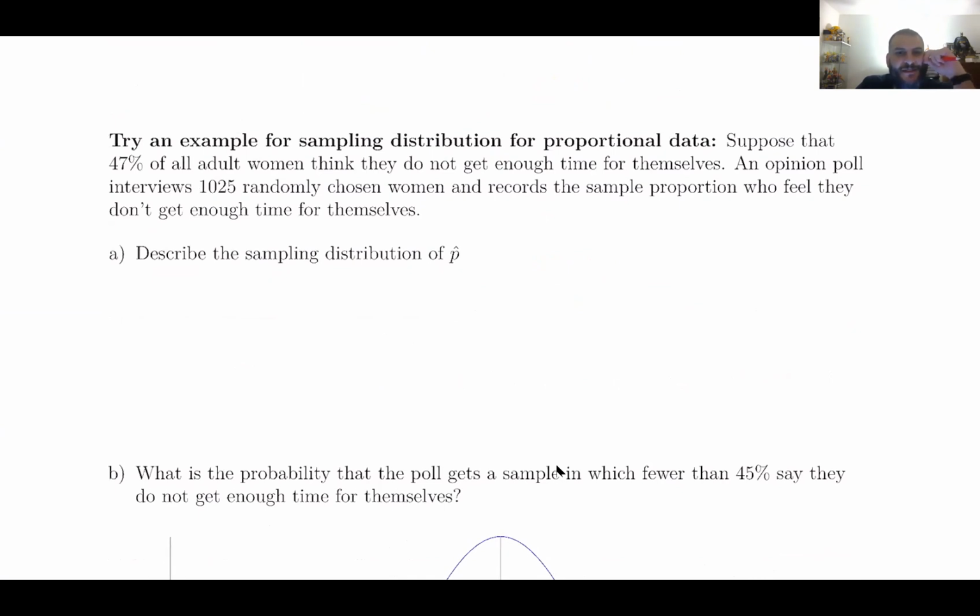All right, so let's do this. It says, suppose that 47% of all adult women think they do not get enough time for themselves. An opinion poll interviewed 1,025 randomly chosen women and recorded the sample proportion who feel they don't get enough time for themselves. So right here, what's my sample? Perfect. N is 1025. All right, what is this 47? What does it represent?